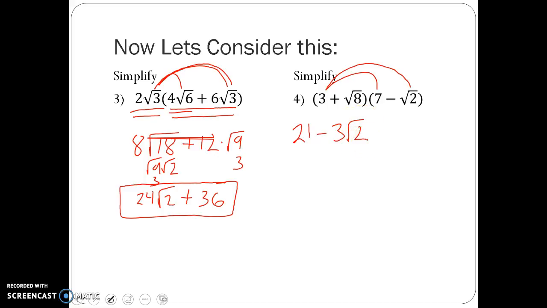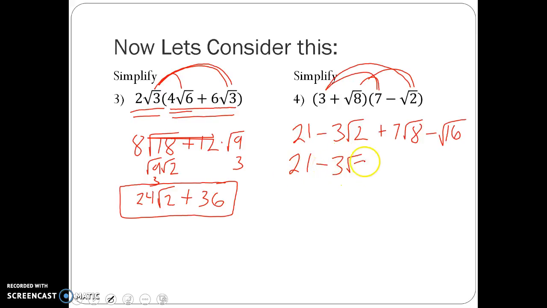Then I'm going to multiply the 8 out. Radical 8 times 7, I can't multiply those together, so the 7 stays on the outside and the 8 on the inside. And then radical 8 times negative radical 2 is going to be negative radical 16. So then what I want to do is go through this and simplify this as much as possible. So I have 21 minus 3 radical 2.